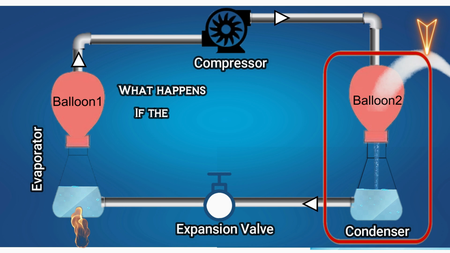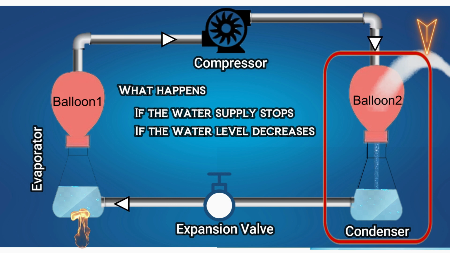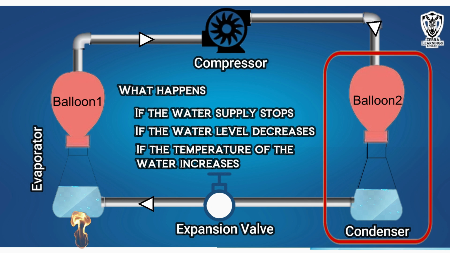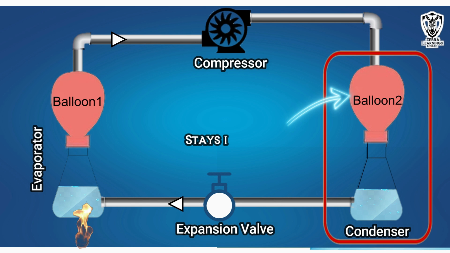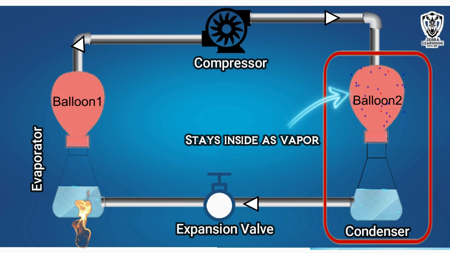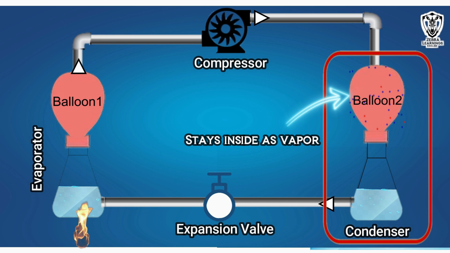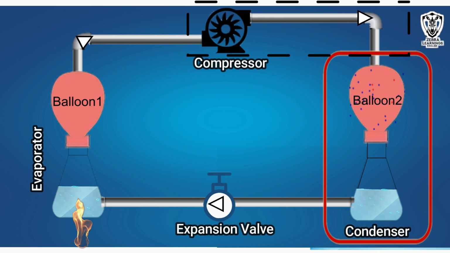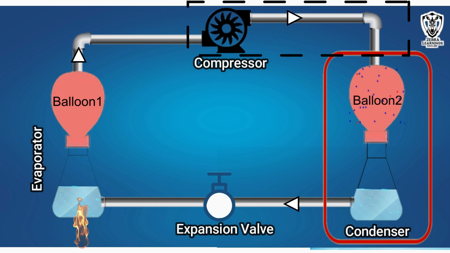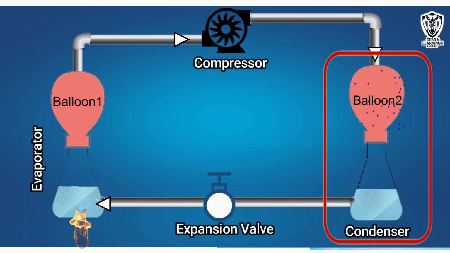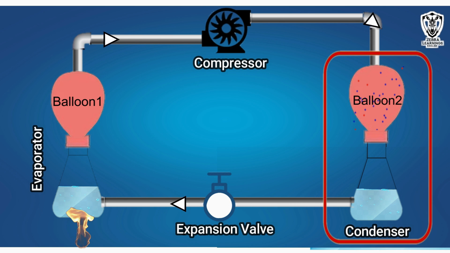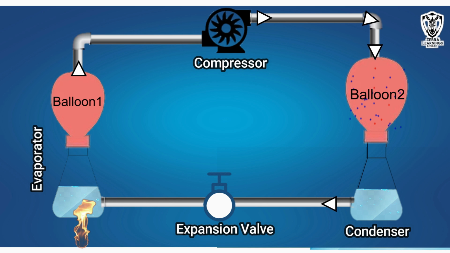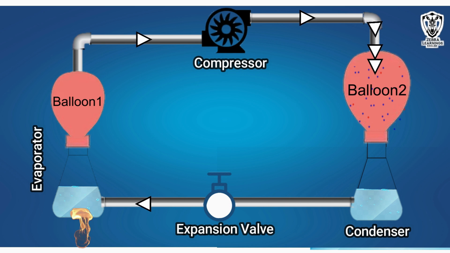What happens if the water supply stops, or the water level decreases, or the temperature of the water increases? The vapor in this balloon does not condense properly and does not turn into liquid. It stays inside the balloon as vapor. The compressor continues to send vapor into the balloon. When sending in this way, the pressure inside balloon 2 increases. At some point, the pressure inside the balloon becomes so high that no more vapor can enter.